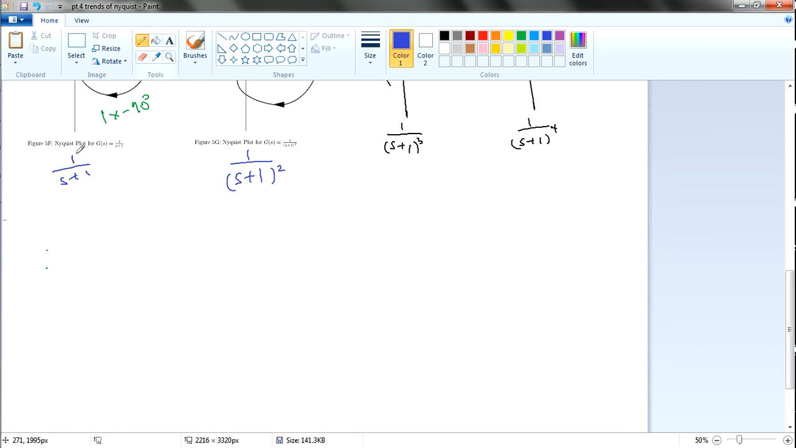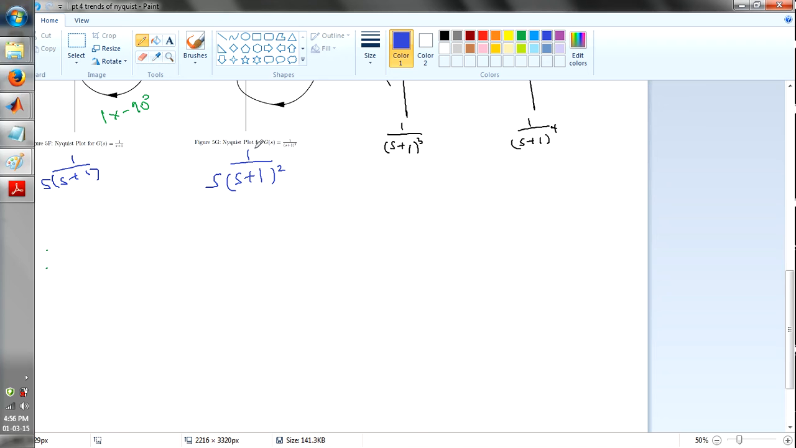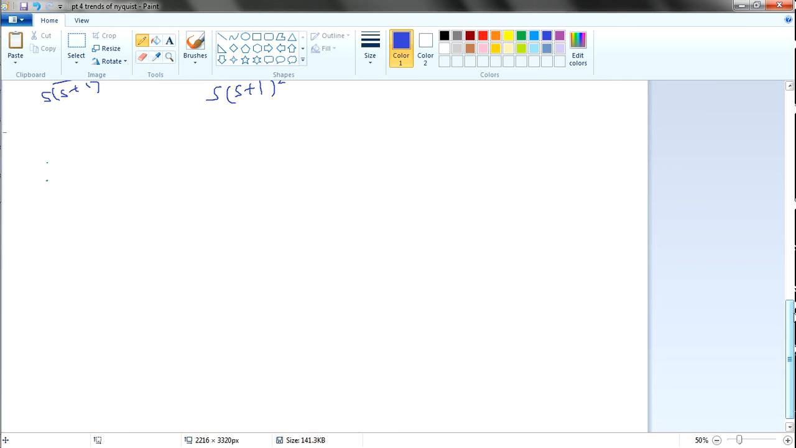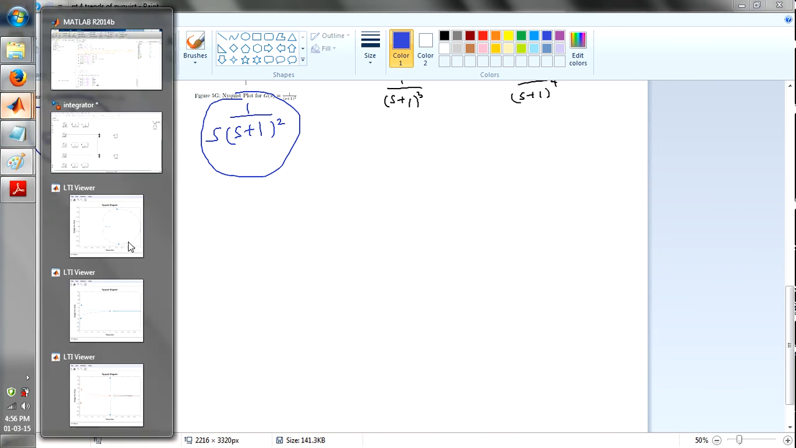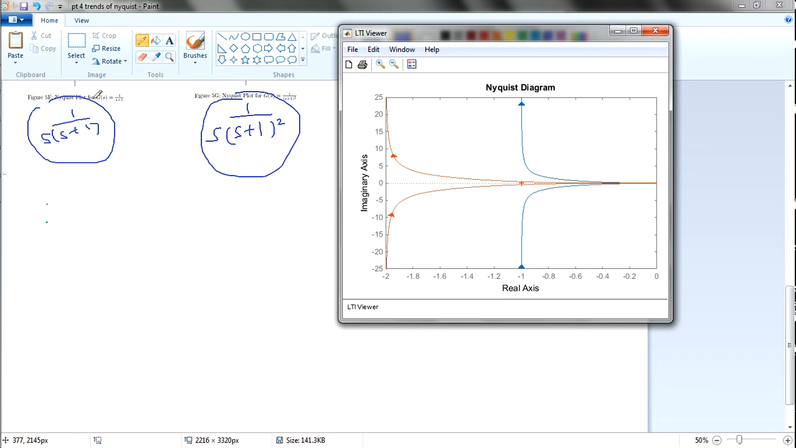So in this case, s and (s plus 1) squared. Don't look at this one, I'm just writing so that you can easily refer. It is this one and this one. If I were to compare the Nyquist plot, the blue color one is this one, and the orange color one is this one.